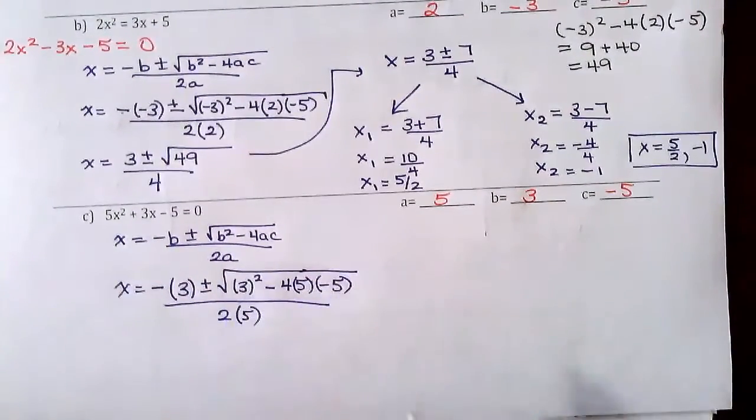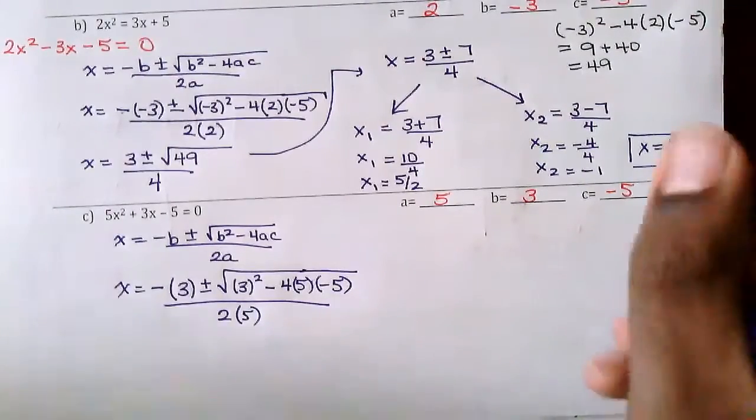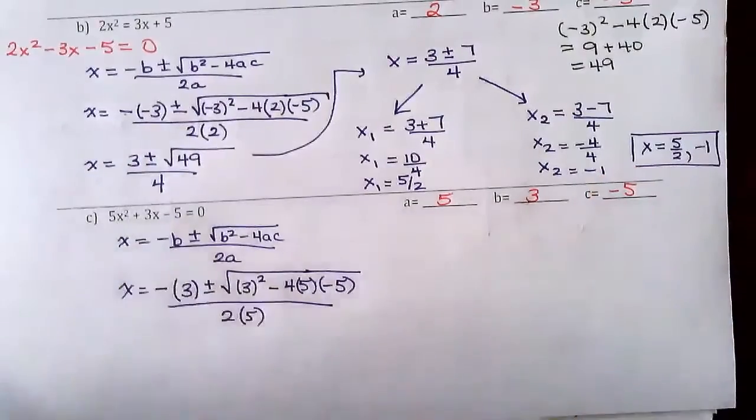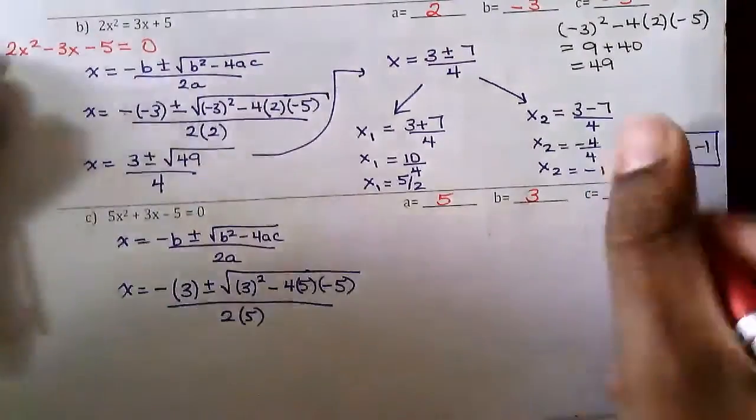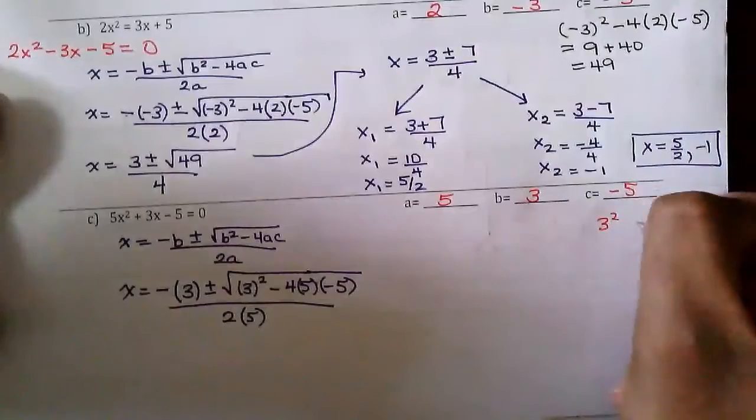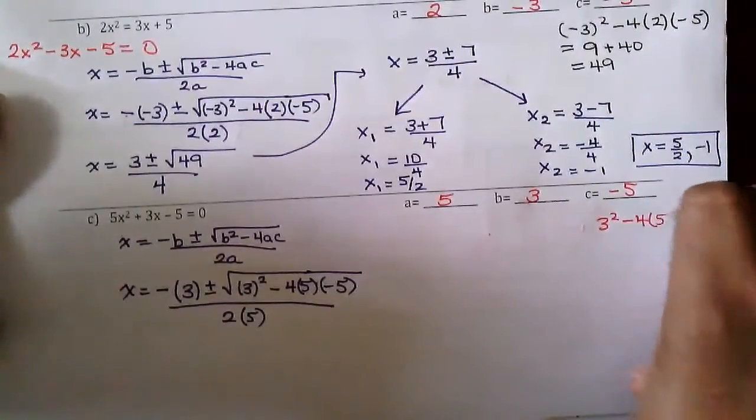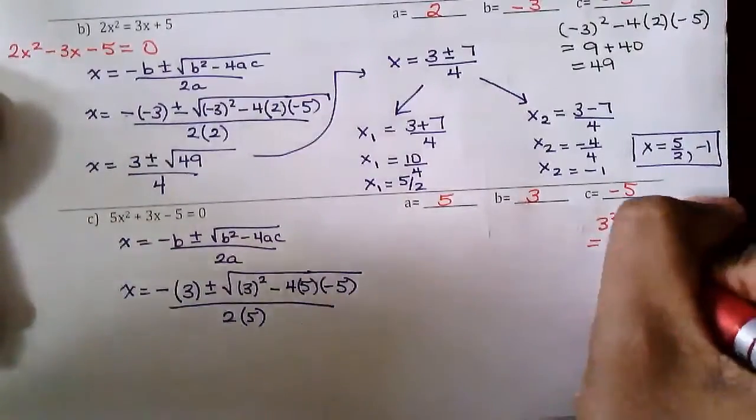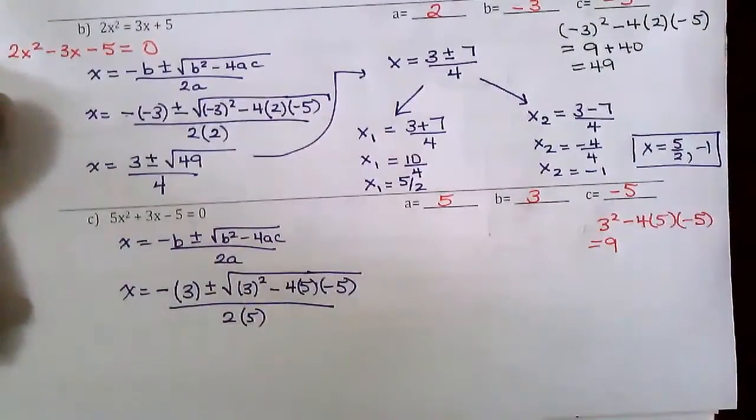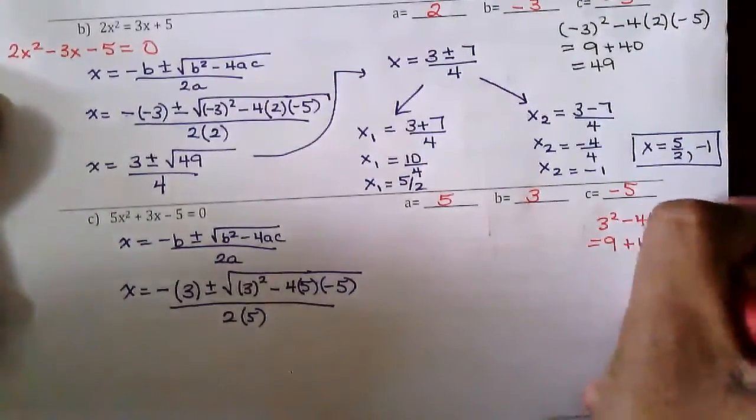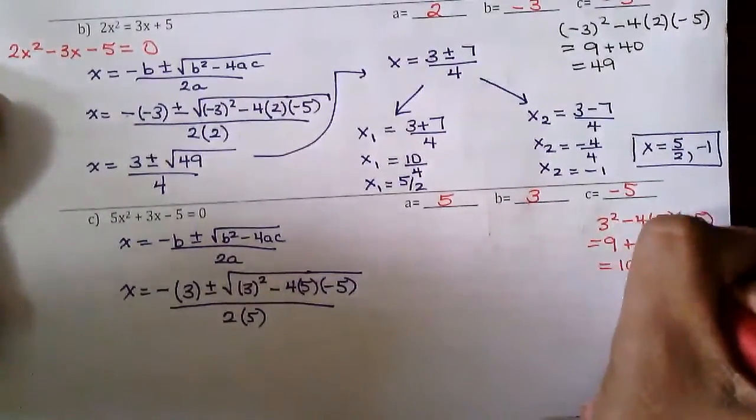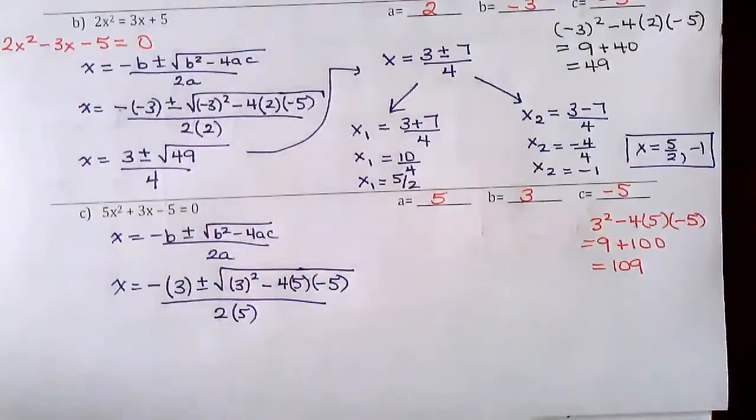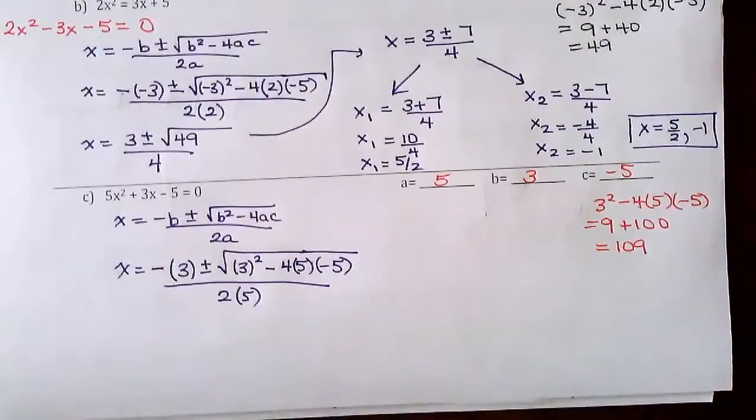Again, it's the part underneath the square root that tends to be the most complicated or has the most steps. So let's do that off to the side. We have 3 squared minus 4, 5, negative 5. So 3 squared is just 9. Negative 4 times 5 is negative 20. Negative 20 times negative 5 is positive 100, which is equal to 109.